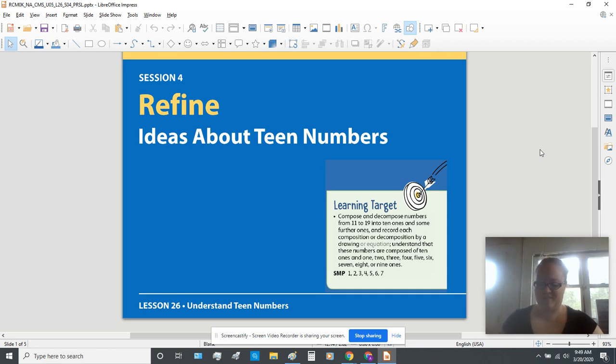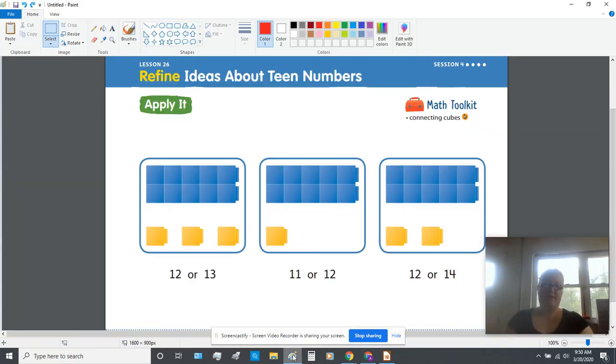Go ahead and put your cubes aside. And if you're still working, go ahead and finish that up before you move on. But we're going to be working in our workbook now. Okay, so we're going to turn to page 525 in our workbooks, and it looks a lot like this page right here because it is the same page.